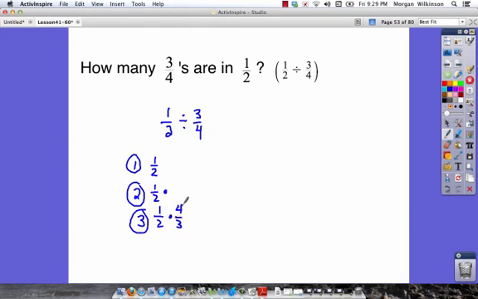Simplify before we multiply because we have two even numbers here. We know 4 over 2 is the same thing as 2 over 1. So we're going to get 1 times 2, that's 2. 1 times 3 is 3. 2/3 is our final answer.